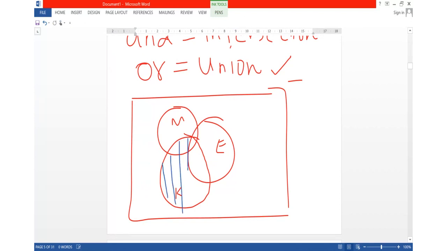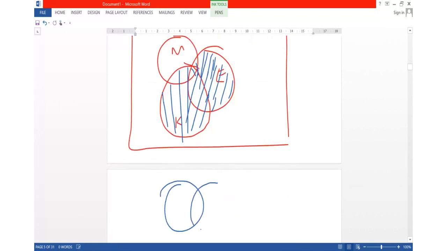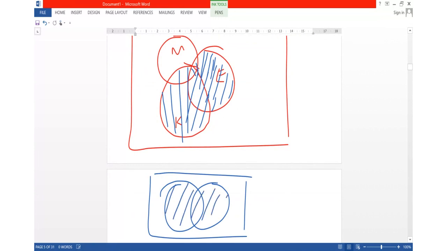English and Kiswahili, whatever is there, the whole of that, is what you shade. Basically, that includes the intersection where you have English and Kiswahili. So that is English or Kiswahili, the whole of that one. Remember in the Venn diagram that I had done before, we had said the union was the whole of this one. So that's what I'm doing. So that is the union.